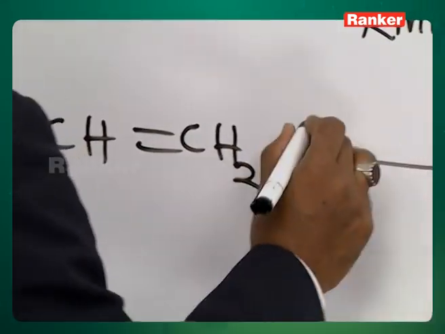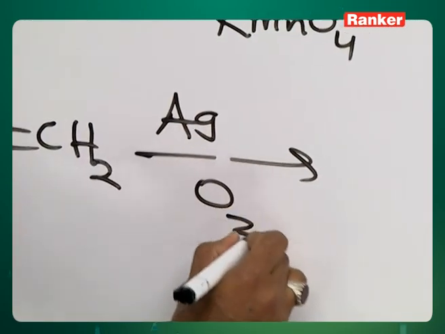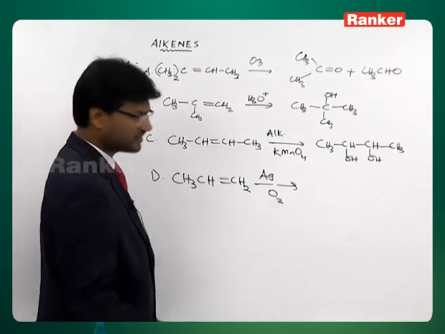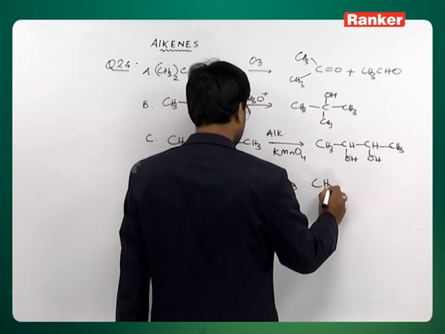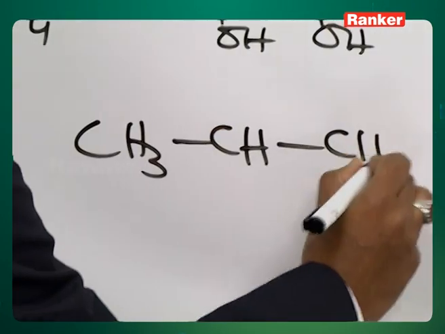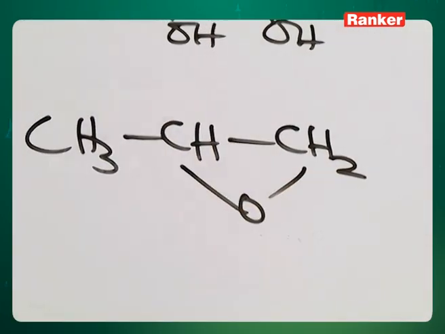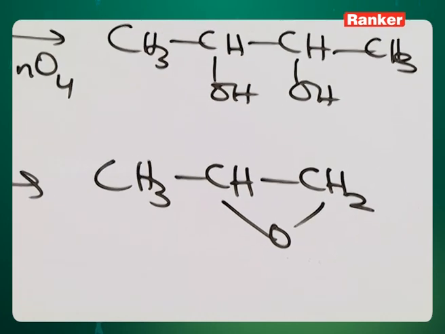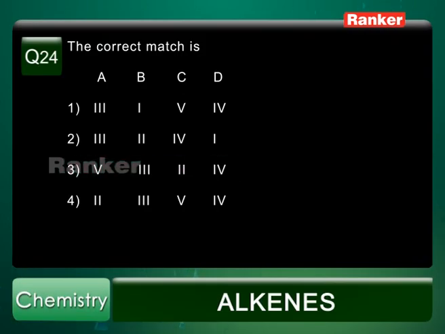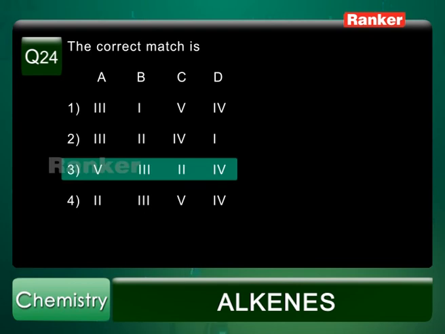And finally, D consists of propene. Propene is being treated with silver in presence of oxygen. So, epoxidation takes place and you get propylene epoxide. It should be matched with propylene oxide. So, the correct answer therefore is third option.